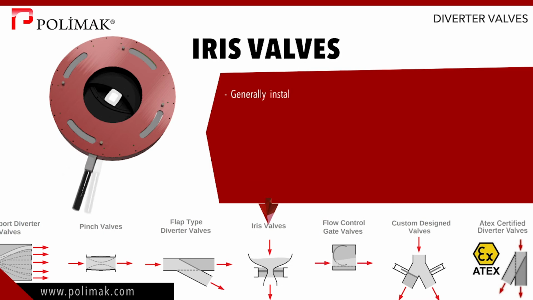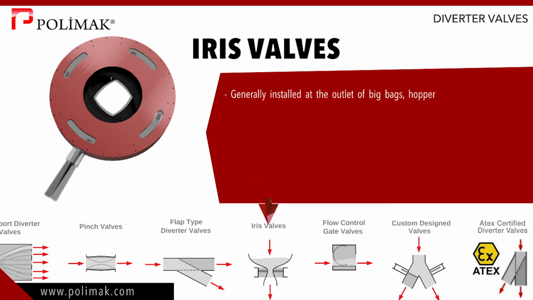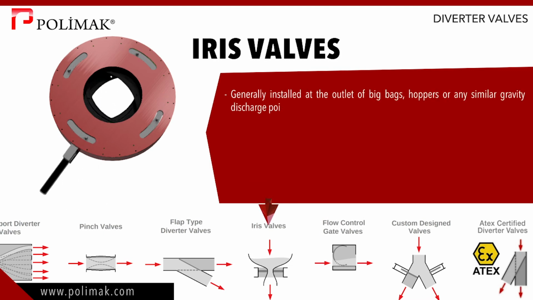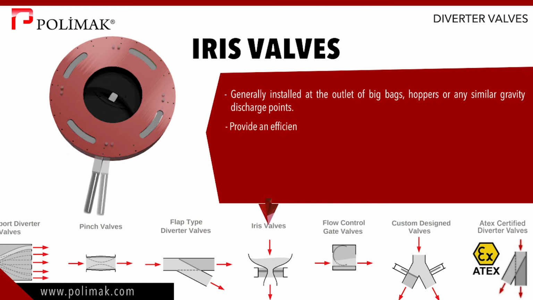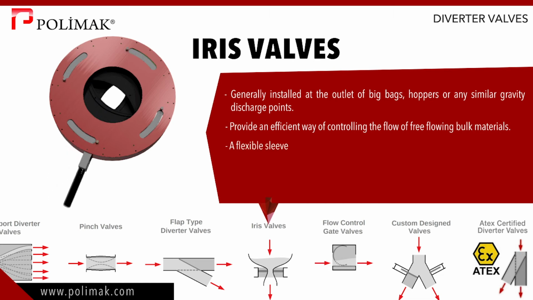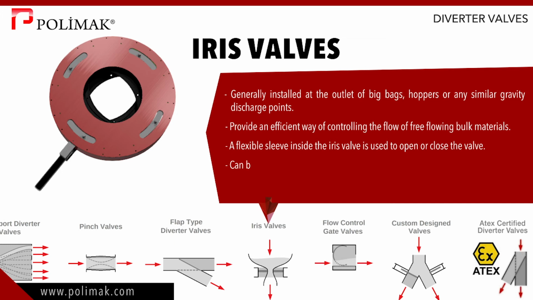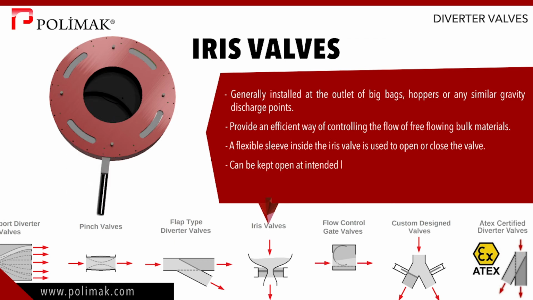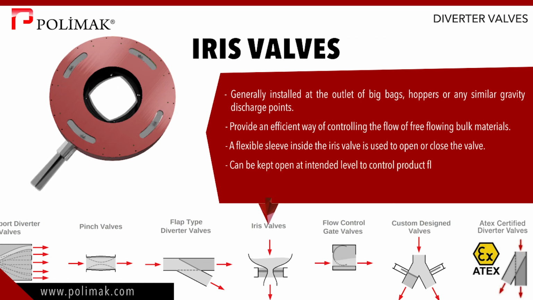Iris valves are generally installed in the outlet of big bags, hoppers, or any similar gravity discharge points. They provide an efficient way of controlling the flow of free-flowing bulk materials. A flexible sleeve inside the iris valve is used to open or close the valve. Moreover, it can also be kept open at intended level to control product flow speed.